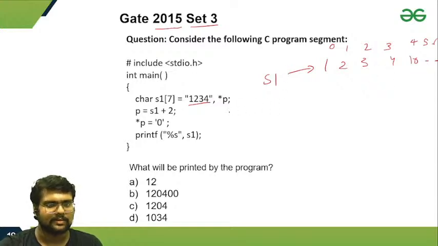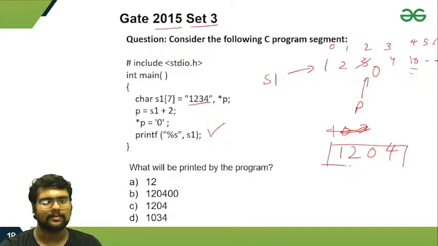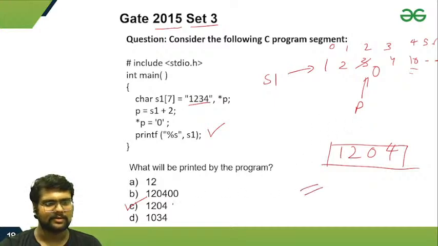P will point to S1 plus 2, so P will point to 3, and the value at P, the location pointed to by P, is replaced by 0. So it will be 1204. Now when we print S1, it will print 1204 up to the null character. So our output will be 1204. It matched option C, and C is correct. It is a very simple question.